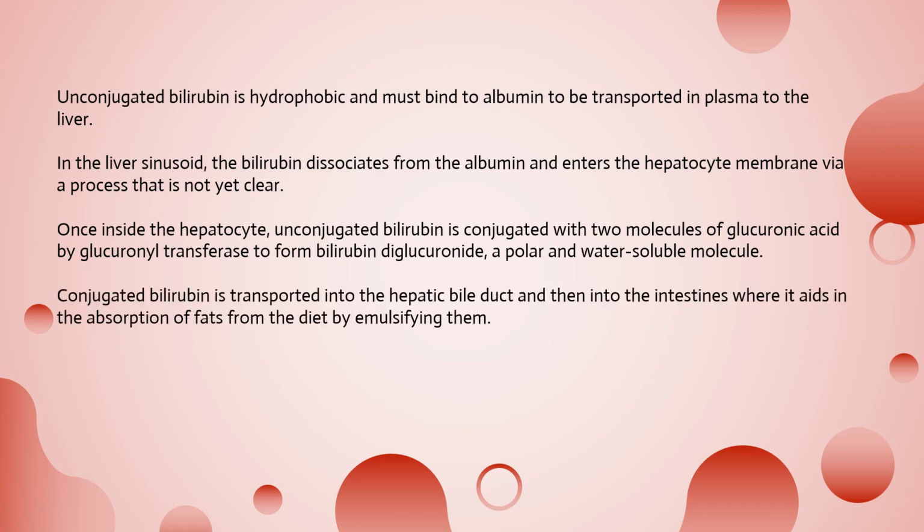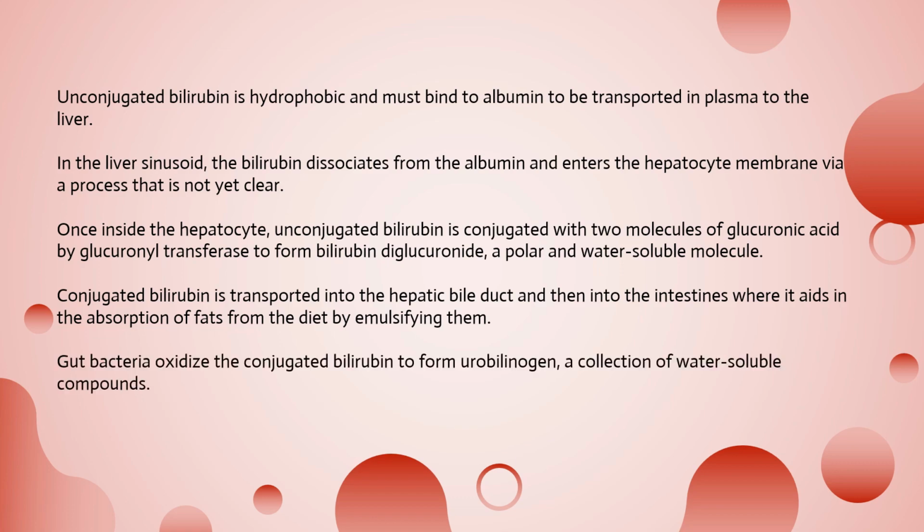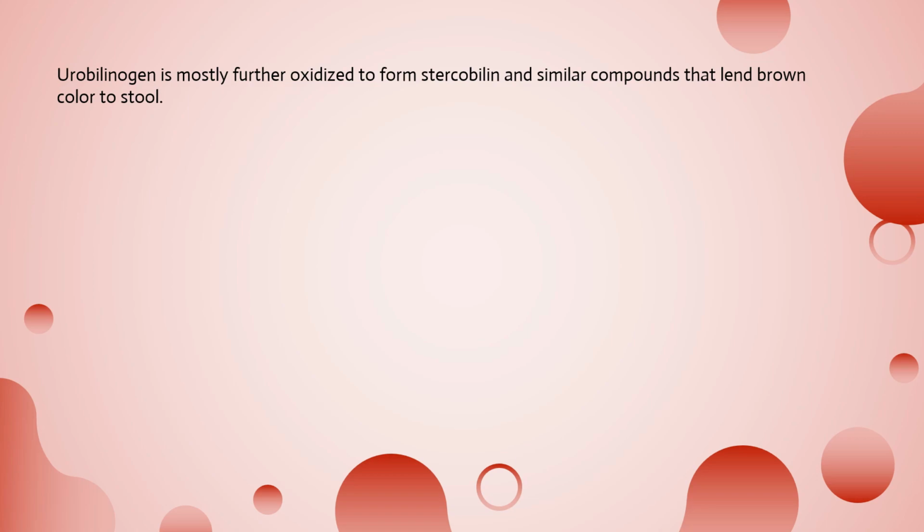Conjugated bilirubin is transported into the hepatic bile duct and then into the intestines where it aids in the absorption of fats from the diet by emulsifying them. Gut bacteria oxidize the conjugated bilirubin to form urobilinogen, a collection of water-soluble compounds. Urobilinogen is mostly further oxidized to form stercobilin and similar compounds that lend brown color to stool.